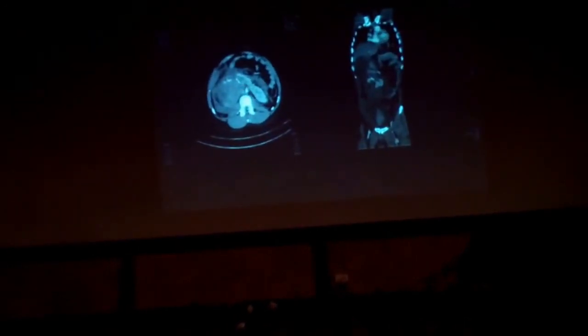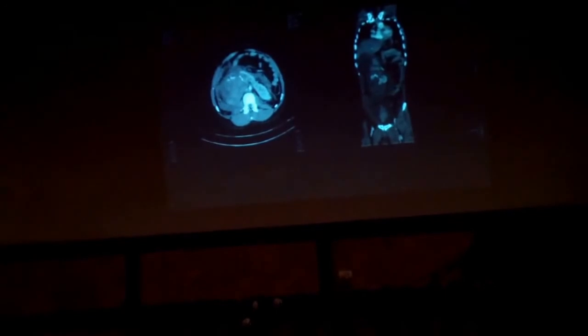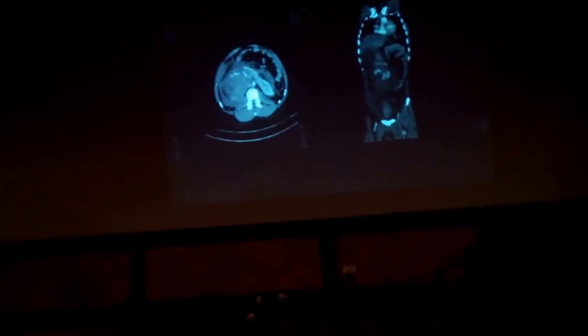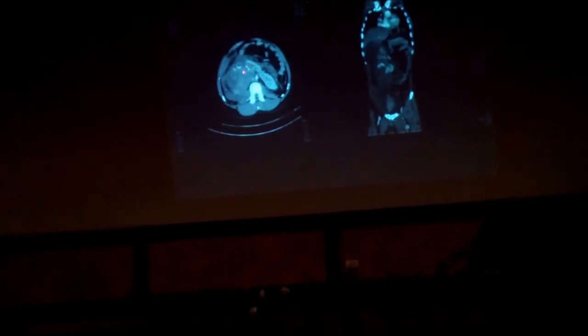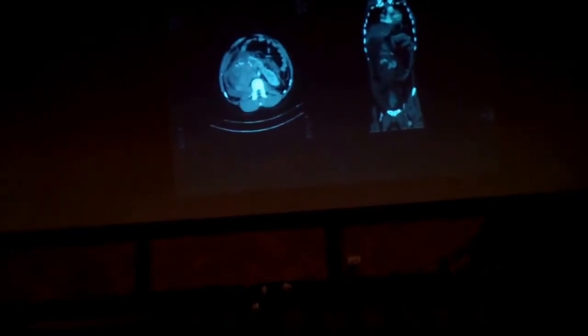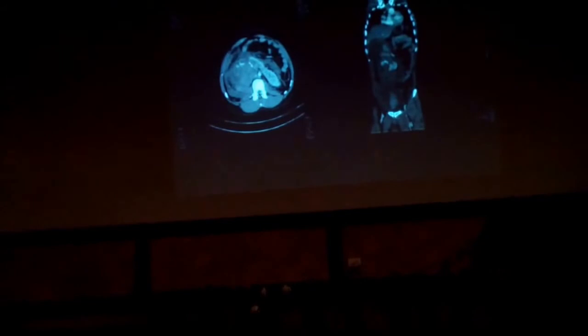Sometimes the renal artery, the parent artery, may not be injured, but these small segmental branches can be injured. You can see a small segmental artery, there is no active bleeding there.